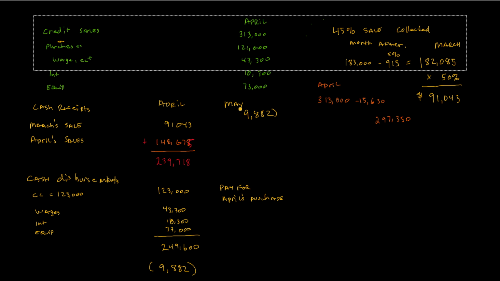$9,882, okay? However, in the real world, the company would say, you know what? We always want to begin the month with maybe $10,000 on hand. If our cash balance falls below $10,000, we're going to tap into our short-term line of credit. So we would say we need to borrow $19,882. That covers the deficit for the month of April, plus puts us in a good position for May.